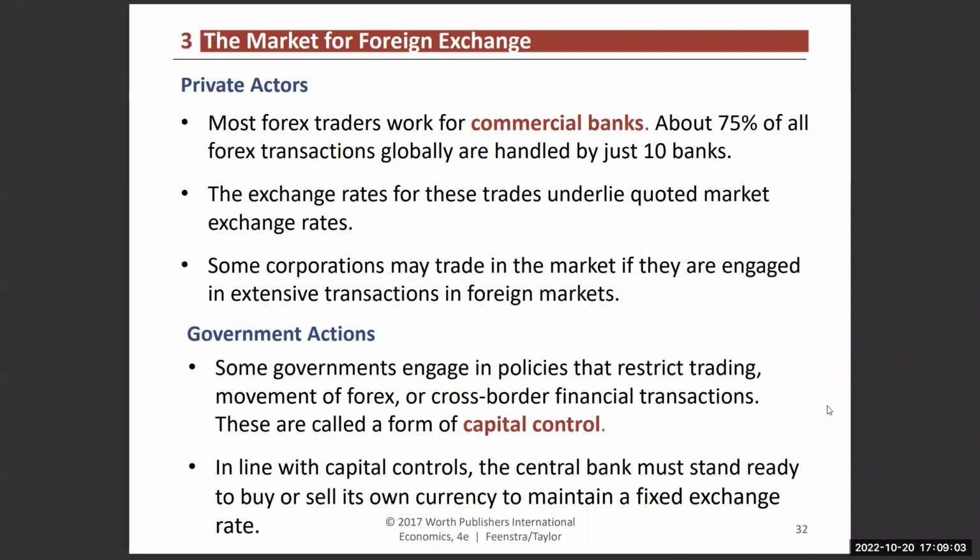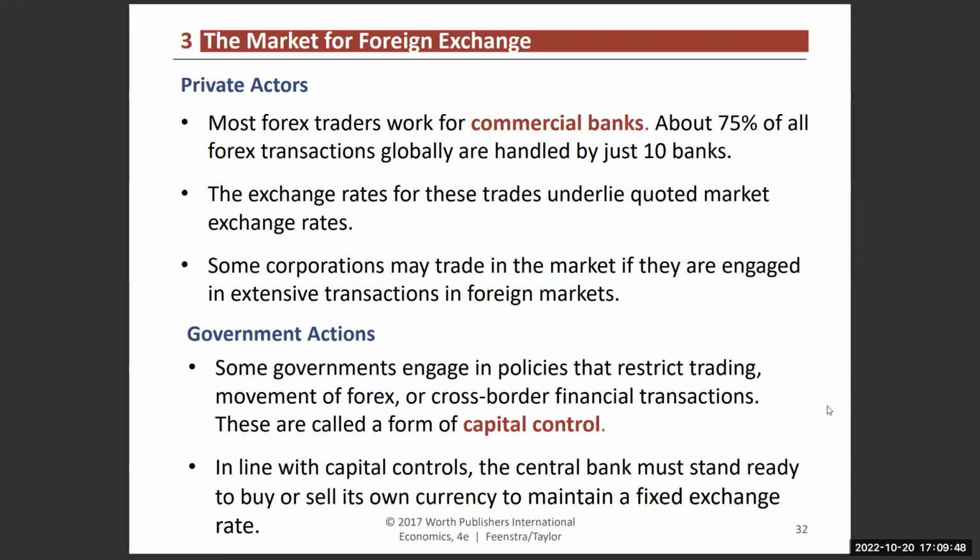We can also have some government actions in this regard. So some governments engage in policies that restrict trading, movement of forex or cross-border financial transactions, and this means capital control. Okay, when the capital control occurs, some central bank needs to defend the policy and be prepared to sell its own currency to maintain the fixed exchange rate. Okay, so this is not very convenient for an independent central bank, but in this case it could be needed.